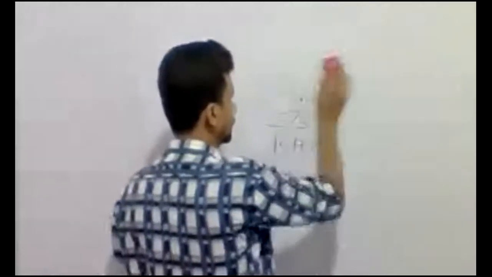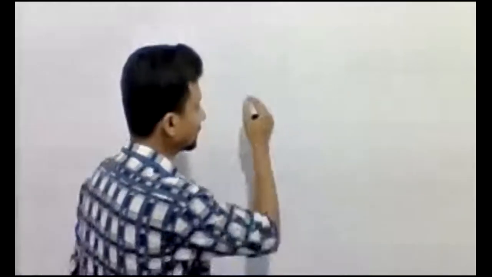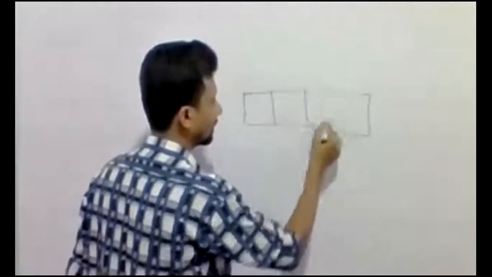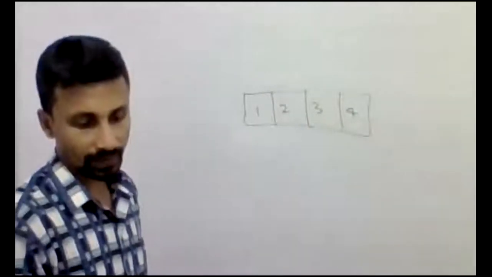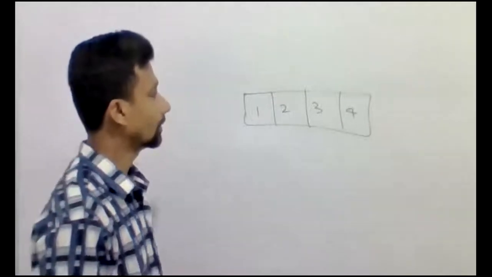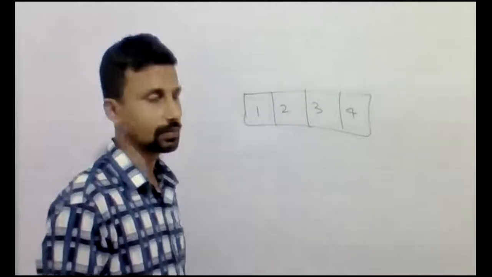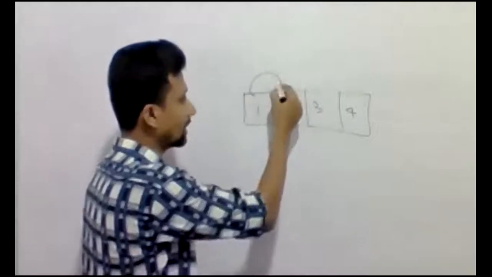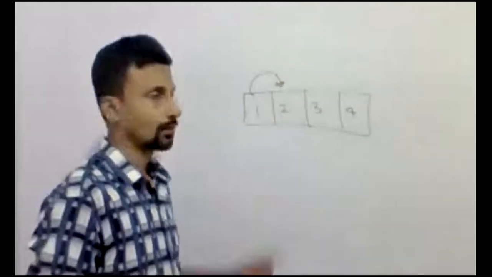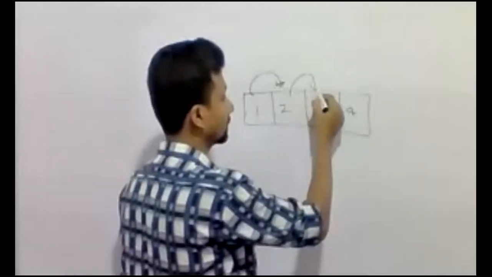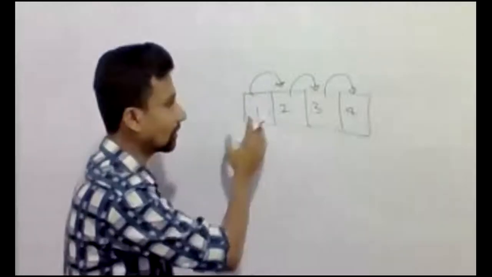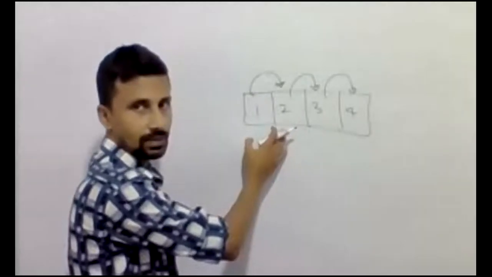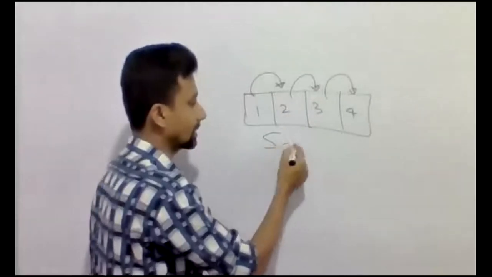Actually, what is happening? Now your data is something like this. You have data like this: 1, 2, 3, 4, like that. In magnetic tapes and floppy disk, even you can find this kind of method. Here your data is accessed one after another, from 1 to 2. So you can't access the third data without accessing the second data. So this is called sequential method.